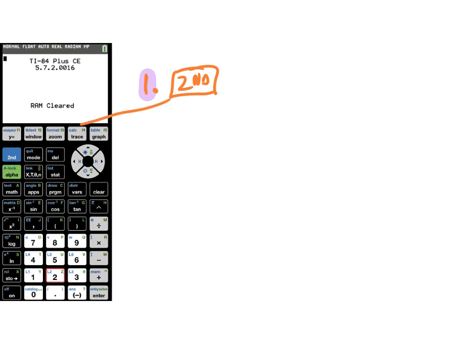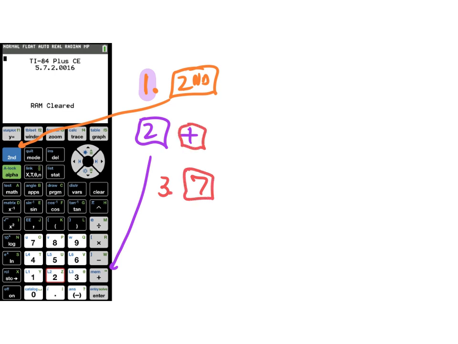The second button is this blue button right there. Step 2, we're going to hit plus. Third thing, we're going to hit 7. Fourth thing, type 1. Fifth thing, type 2. And as you can see, the 2 is in red, which means that was the last button that was hit. It will say RAM cleared.